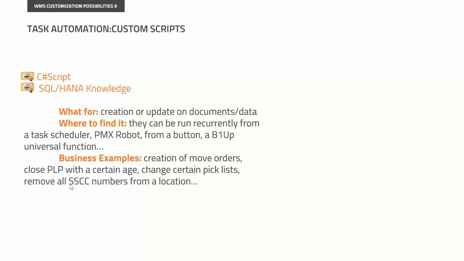Or for example, this is one example that we have already mentioned. Remove all the SSC numbers from allocation, as I mentioned. That could be useful when we are receiving finished goods from production in a certain location, and we don't want to store them in SSC numbers. We want to receive them in bulk.